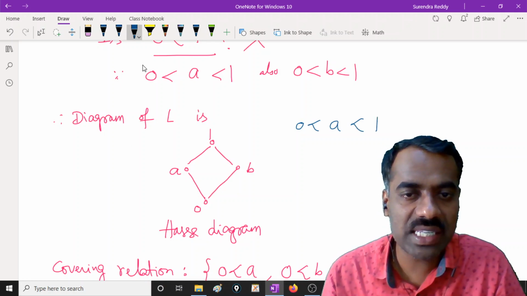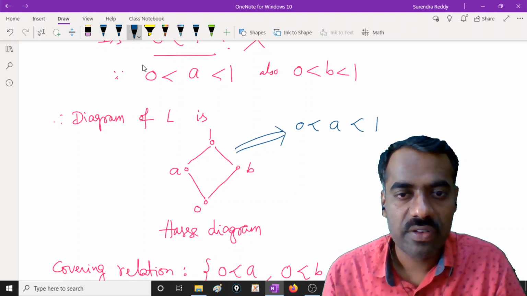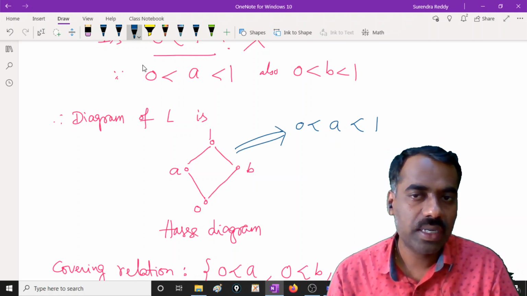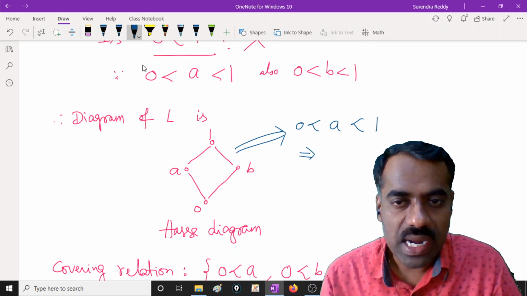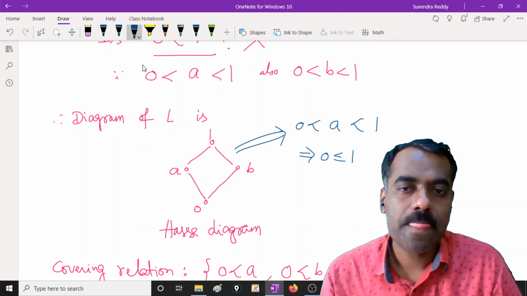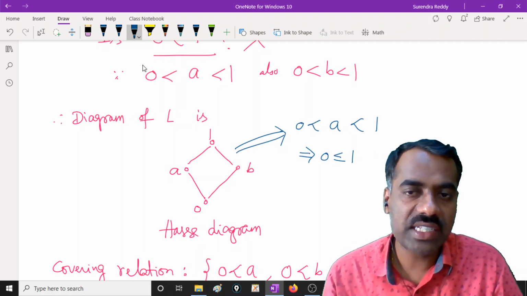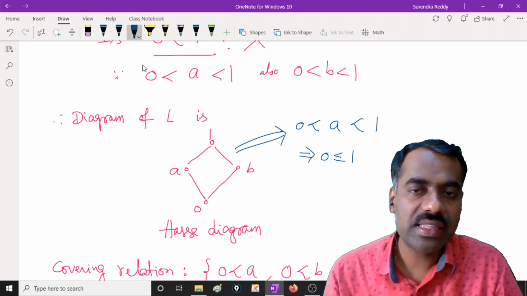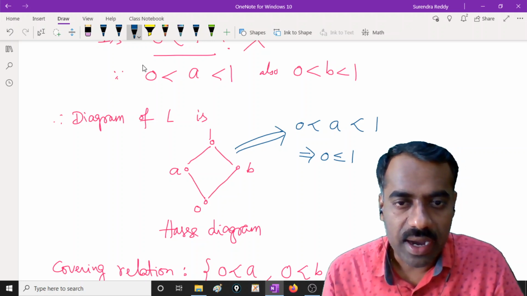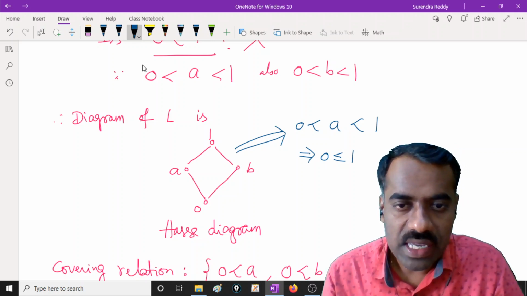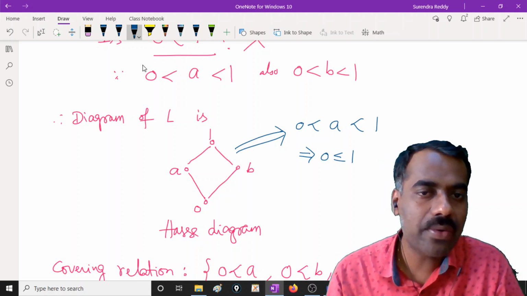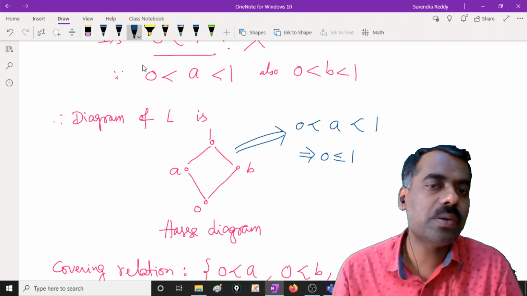From this diagram, is this clear or not? From this diagram, 0 is covered by A and A is covered by 1, right? So you can write that 0 is less than or equal to 1, because whenever you have a covering relation, you can always say that this element is less than or equal to the other. Similarly, 0 is covered by B and B is covered by 1. So therefore 0 is less than or equal to 1.